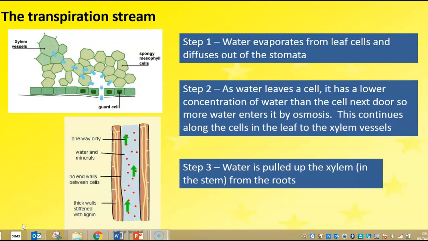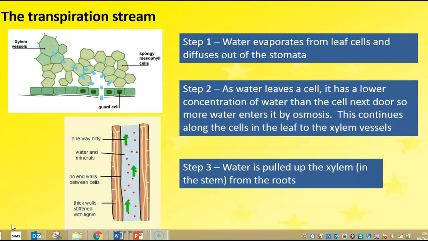So here on the picture at the top, we've got the inside of a leaf. You've got the lower epidermis at the bottom, your guard cells and your stomata, and then those spongy mesophyll cells with the air spaces in between. What happens is that water will evaporate from those spongy mesophyll cells within the leaf into those spaces, and then diffuse as water vapour out through the stomata.